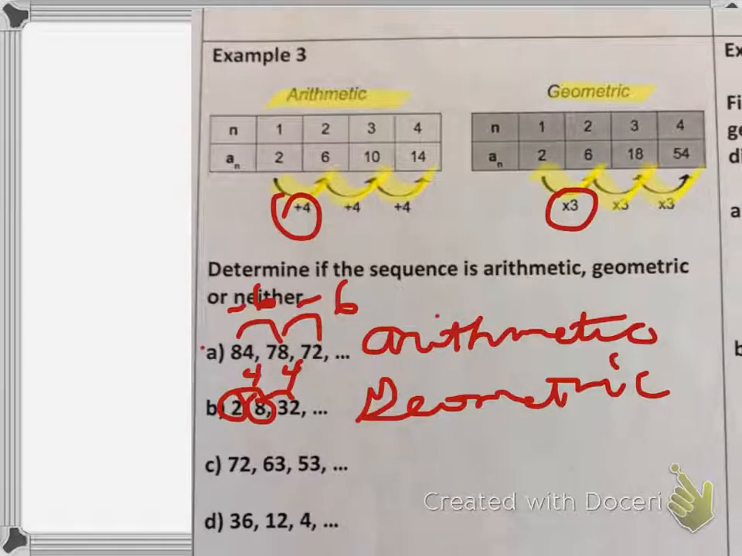All right, the next one here, 72 to 63. Well, that seems like it's going to be addition or subtraction because of the funny numbers. I don't think I can multiply 72 by a number to get to 63. But when I subtract, I get 9. So I subtracted 9 to get from 72 to 63. But here, I subtracted 10 to get from 63 to 53. So that's not going to be arithmetic because it's not the same number.